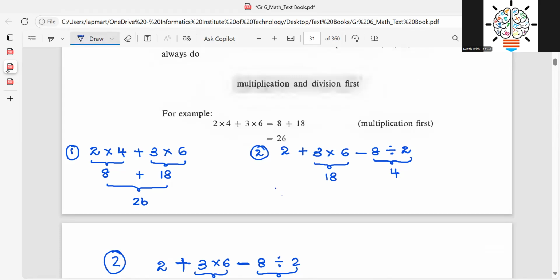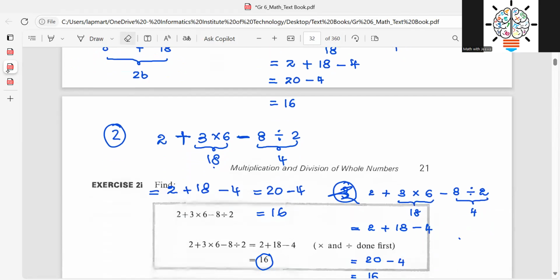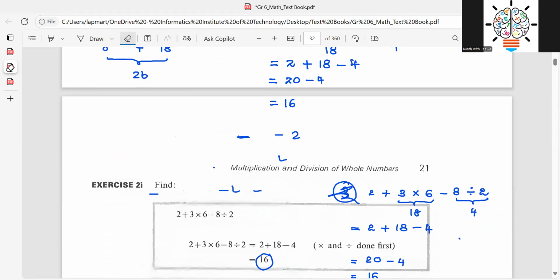Here I can easily show this, because earlier I had only a few operations, but here I have that many. So what I do, I put the equals sign like this, then 2 plus 18 minus 4. 2 plus 18 is 20. Then 20 minus 4, the answer is 16. The answer is 16. That is the second example.